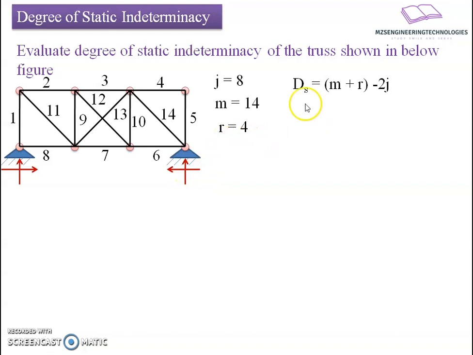If I substitute this value in the equation, ds equals m plus r minus 2j, I can write m, the count of members, is 14, the number of reactive forces is 4, minus 2 into the count of j, which is 8. This results in a degree of static indeterminacy of 2. Means two unknown forces are there within the structure.